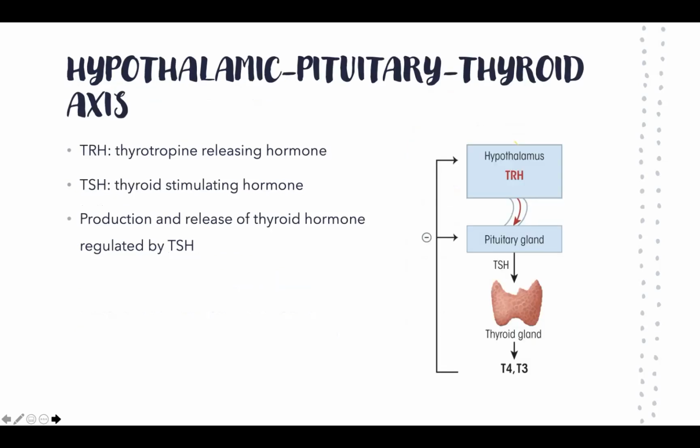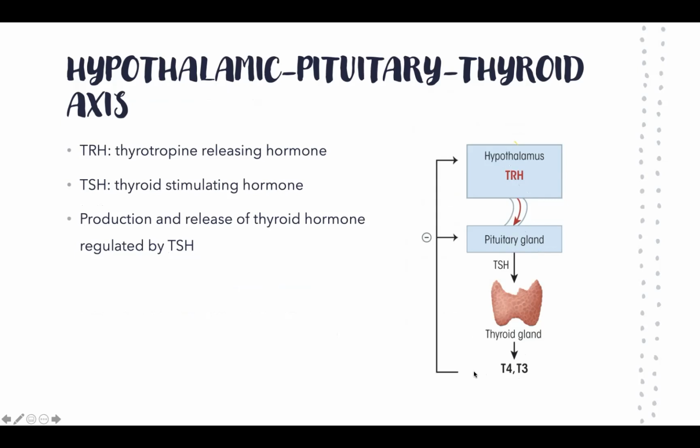So let's talk about the hypothalamic-pituitary-thyroid axis. So we've got our hypothalamus. This releases something called thyrotropin-releasing hormone, which then acts on the pituitary gland, which then releases thyroid stimulating hormone. This then acts on the thyroid gland, and this releases our T4 and T3. So the ones we talked about, these are our thyroid hormones.